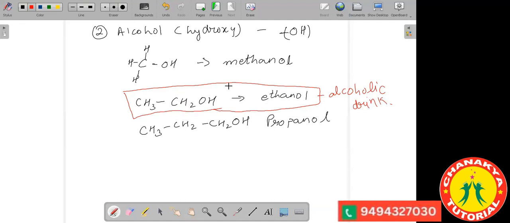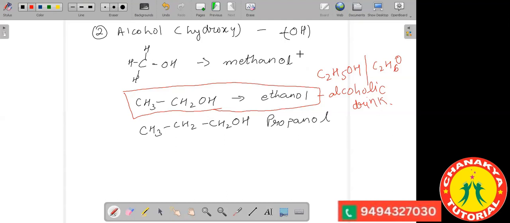And if you see this formula, it can also be written like this, C2H5OH. CH3CH2OH can be written as C2H5OH also. Or somewhere, in very rare cases, it is written like this, C2H6O. This is very rare. But mostly it will be written either CH3CH2OH or C2H5OH. Okay. So nomenclature of a hydroxyl group or alcohols is clear. Everyone, now you can name them.